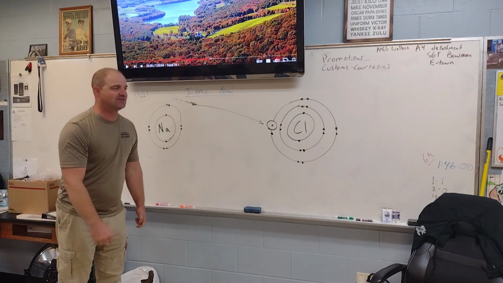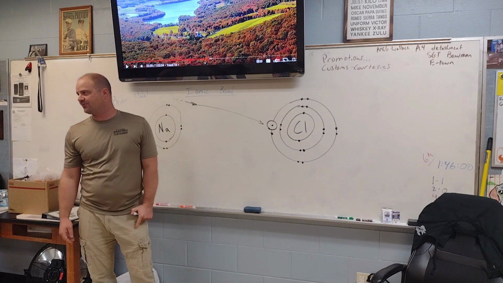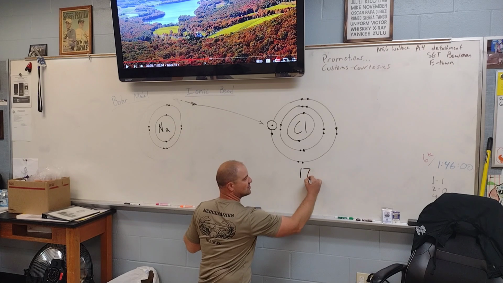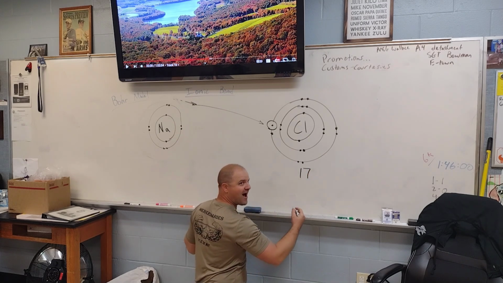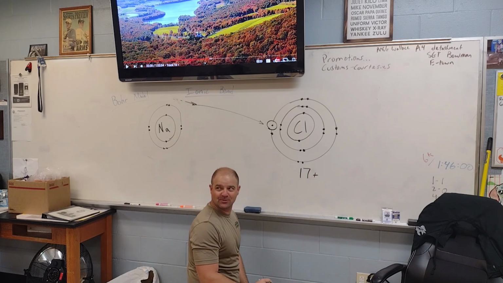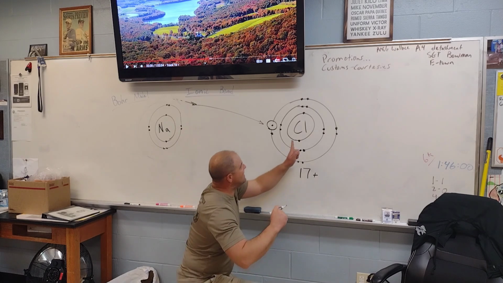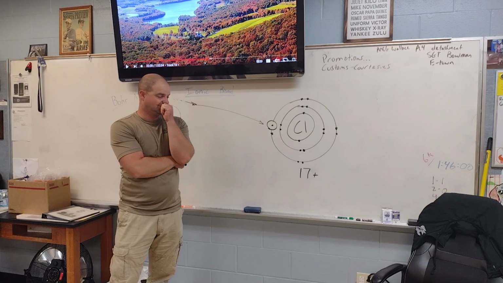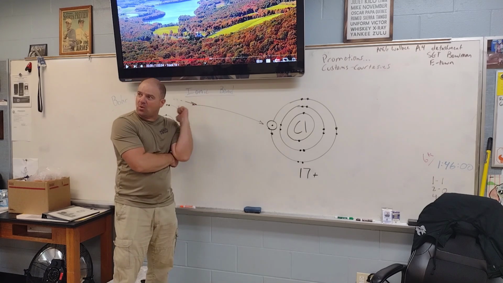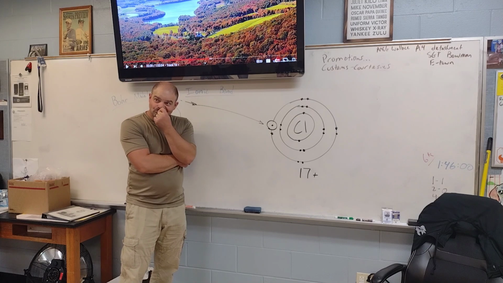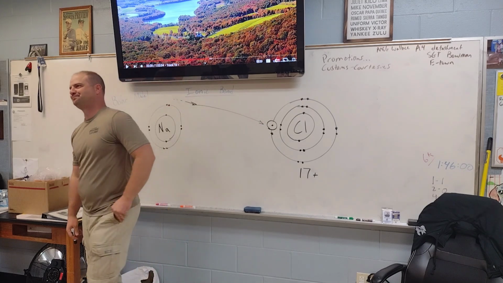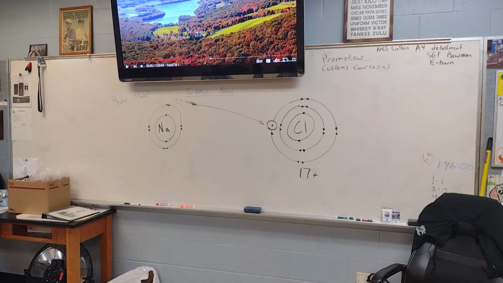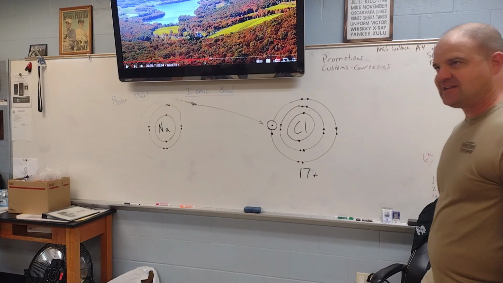They became ions. How many protons does chlorine have? 17. And protons have what kind of charge? Positive. How many electrons does it have now? It just got one from sodium. So let's count: 1, 2, 3, 4, 5, 6, 7, 8, 9, 10, 11, 12, 13, 14, 15, 16, 17, 18.